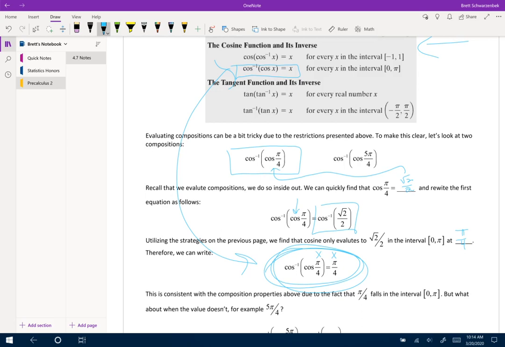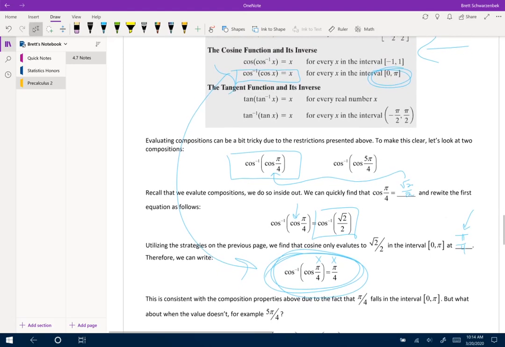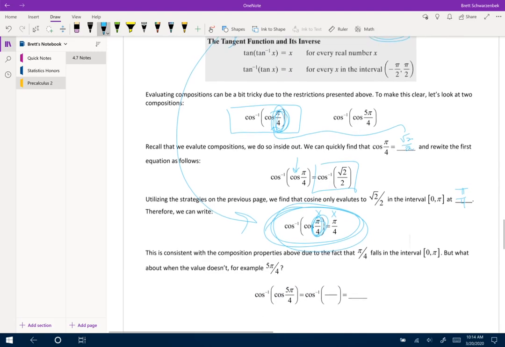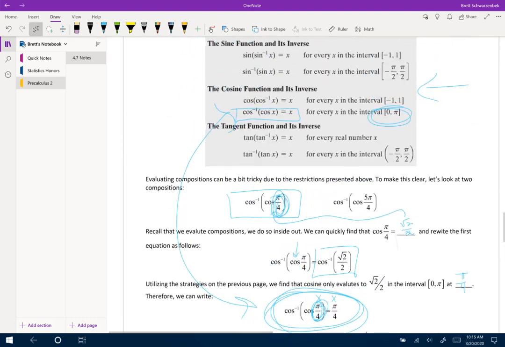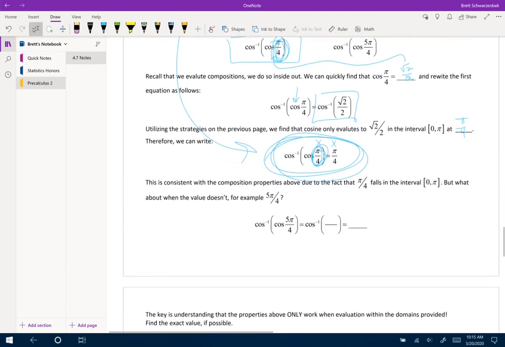But here's the problem. This is only true on the following interval, 0 to pi. Clearly, the pi over 4 listed in our original problem is between 0 and pi. Therefore, we know that this formula is going to work. But what if we decided to take a value for x that is not from 0 to pi? Look at this one here.